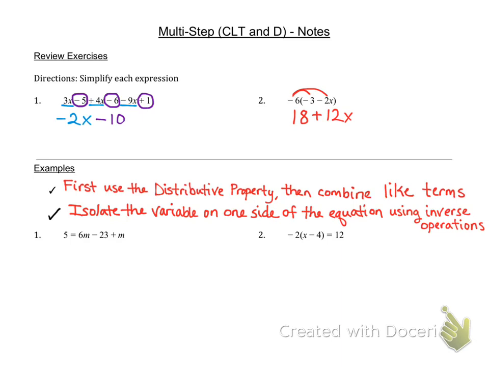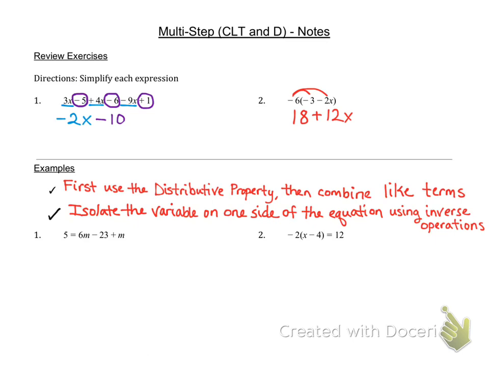Now let's take a look at solving these multi-step equations that involve combining like terms and the distributive property. So the first step you want to take in these is to use the distributive property if that's in the equation, and then to combine the like terms. After you use the distributive property and combine like terms, then you're going to do the same thing that you have been doing to solve the equation by isolating the variable on one side of the equation by using those inverse operations.